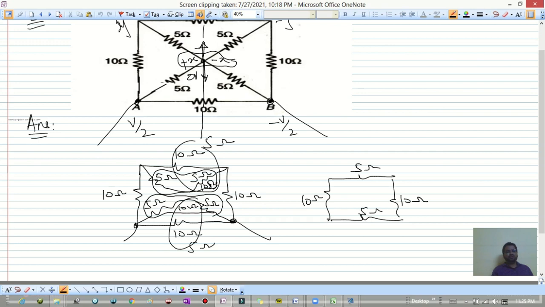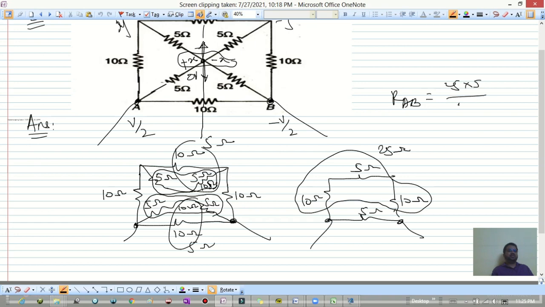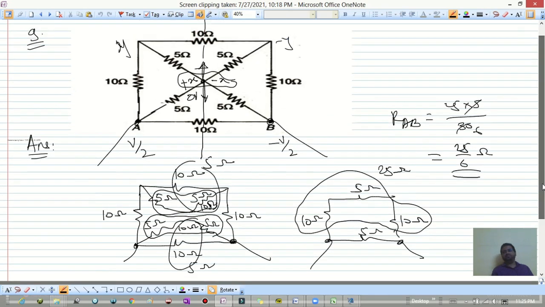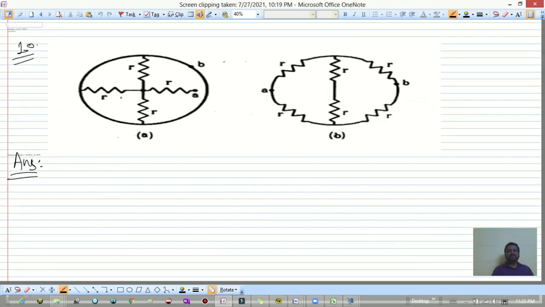This is 5 ohm. This is A, this is B. They are in series now. This is 25 ohm. So what is RAB? Which is 25 into 5 divided by 30. 5 6 are. So 25 divided by 6 ohm is the answer. So see, it's very simple. Now the last question we have, and that is the 10th question.